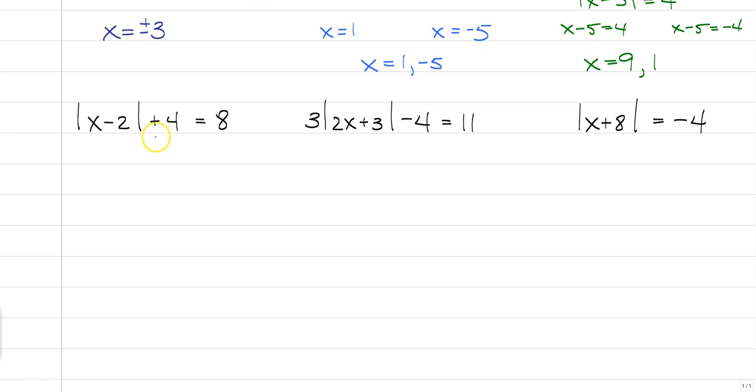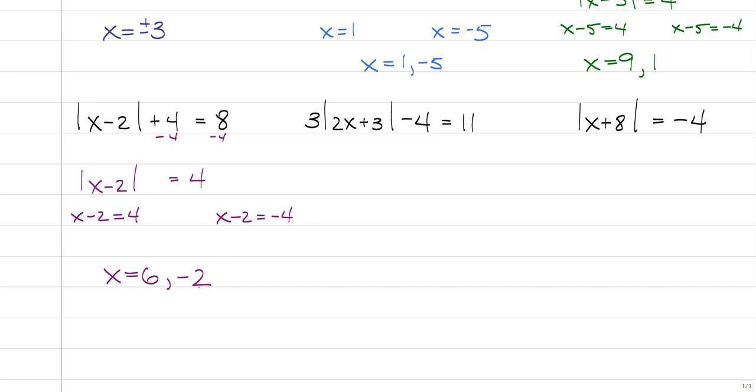So for this one, you should have subtracted 4 from both sides first. That would give you the absolute value of x minus 2 is equal to 4. And now you split. X minus 2 is equal to 4, and x minus 2 is equal to a negative 4. Add 2 to both sides, and you get x is equal to 6. Add 2 to both sides, and you get x is equal to a negative 2 as well. So you should have had 6 and negative 2 for this first one.